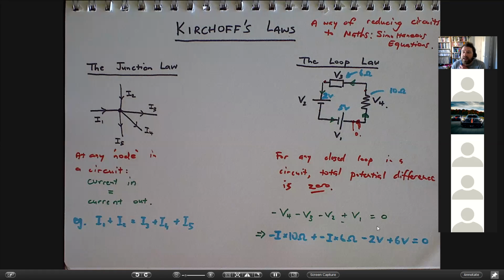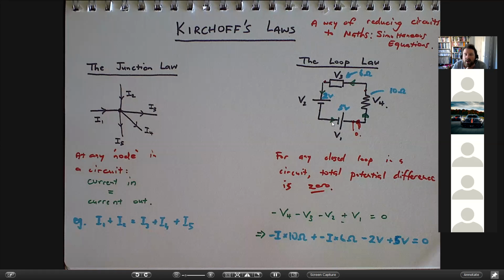Okay, so the idea here is I times 10 ohms, that's V4, that's this one here. I times 6 ohms, that's V3. They're both negative because we're losing energy across them. Then we have negative 2 volts because we're going the wrong way across this battery. And then we have positive, 5, not 6, positive 5 volts because we're going the correct way across this battery. Okay, and we get that out to 0 here.